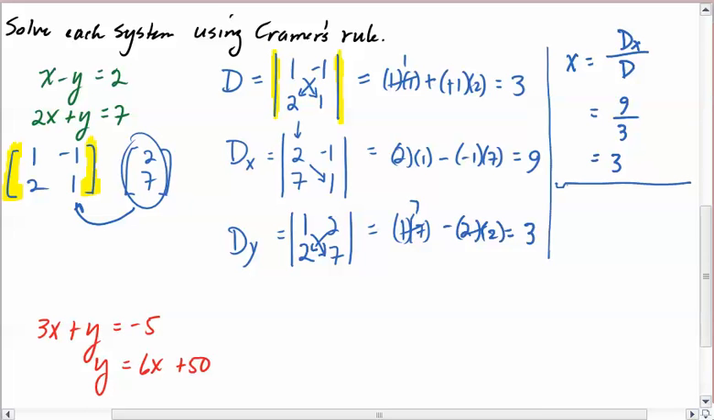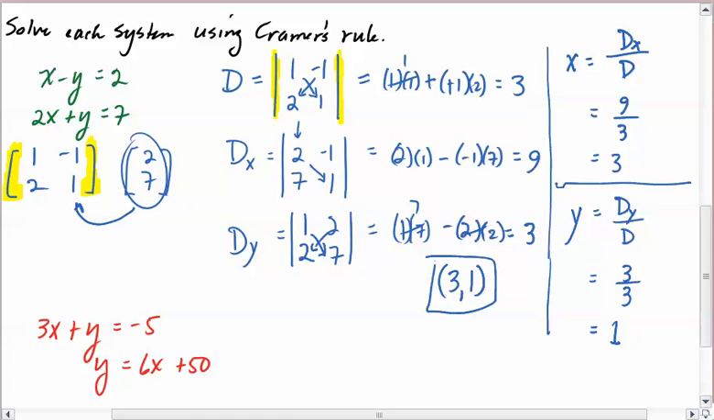There's my x coordinate. Now let's get the y. We're going to have d sub y over d. So here we go. D sub y is 3 over d, which is 3. And so the y value ends up being a 1. So my answer is 3, 1. It's just the point that is the solution, the xy coordinate that is the solution for that system. And there it is right there. The key is finding these determinants. Okay, notice that none of them were 0.